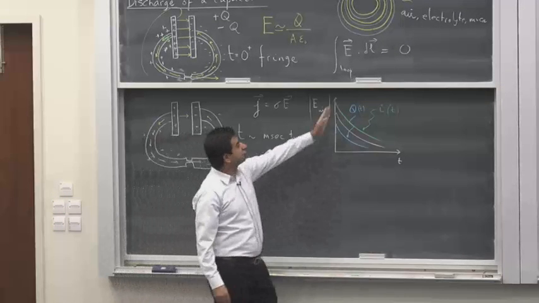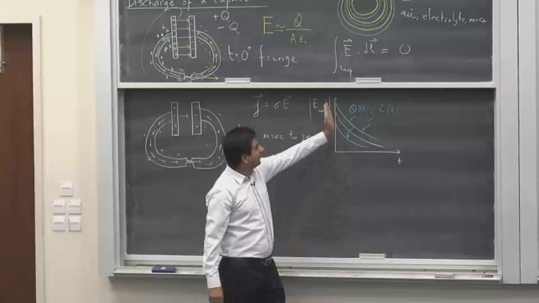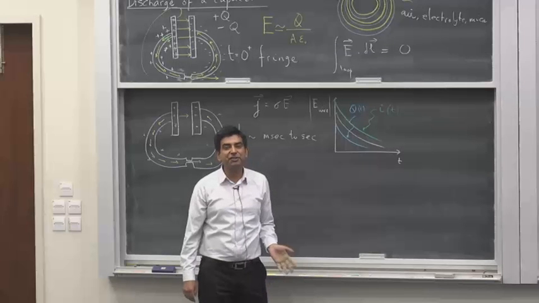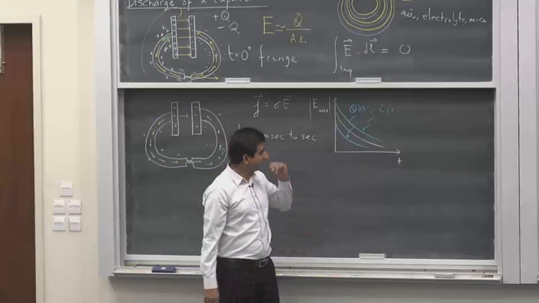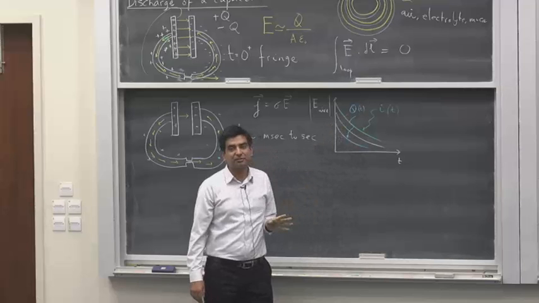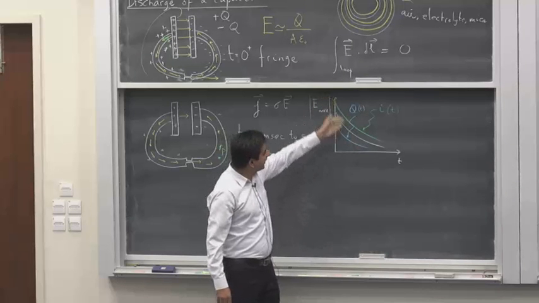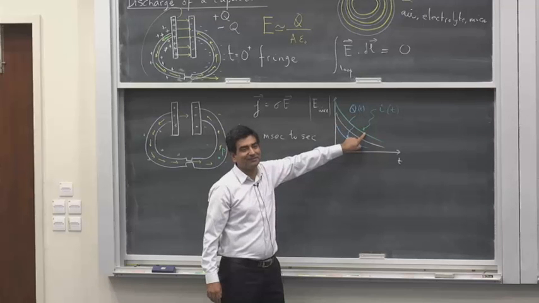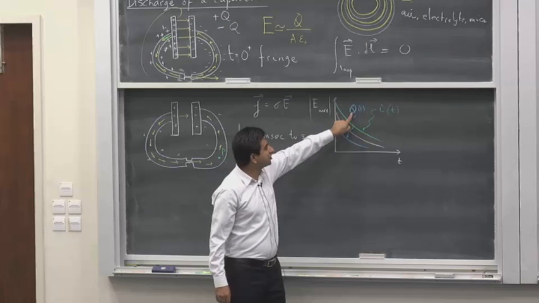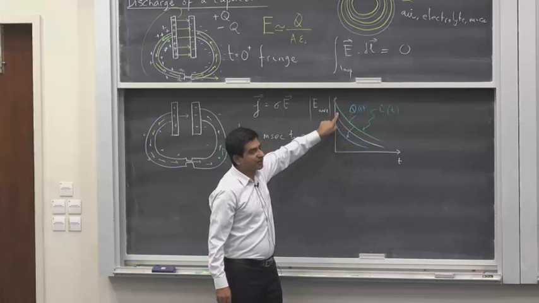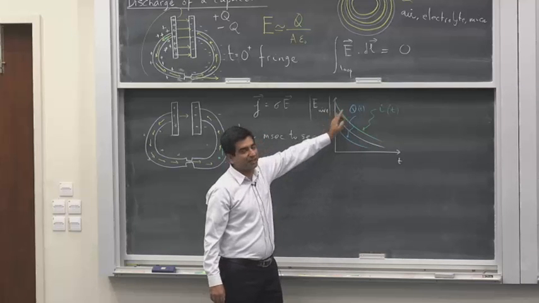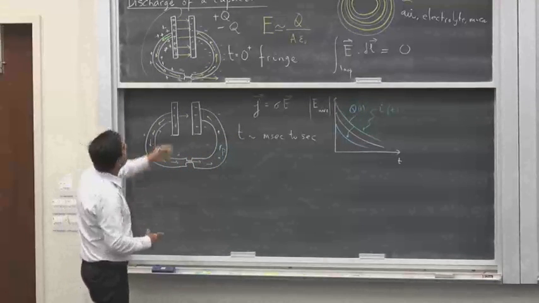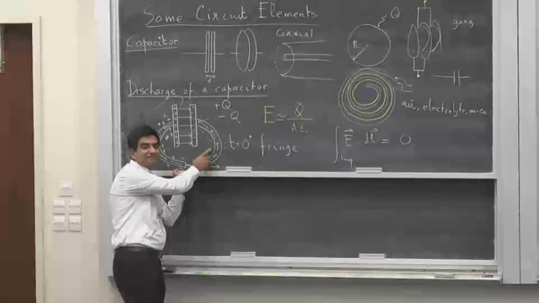Now initially the slope is large, and then the slope flattens out a little bit. So this means that initially Q is large, and the derivative of this Q is I, remember. So Q is large, initially the current is large, which means that the decay of Q is large initially. Why is the decay of Q large? The decay of Q is large, which means that the current is large, because initially the electric field is large.